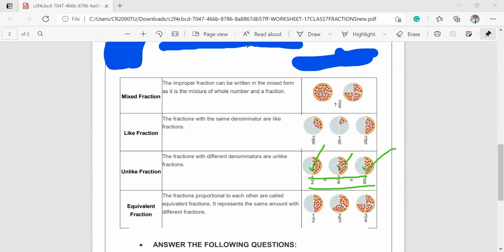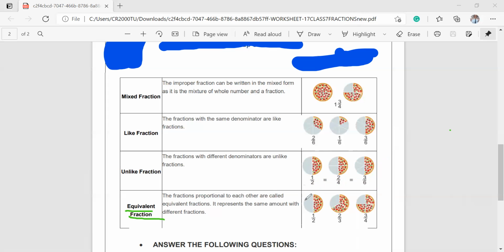So over here we can see this is six pieces, this is four pieces, and this is two pieces. So over here we can see the denominators are different from each other. That is why they are known as the unlike fractions. Hope that is also clear to you. And now we are going to study what equivalent fractions are.